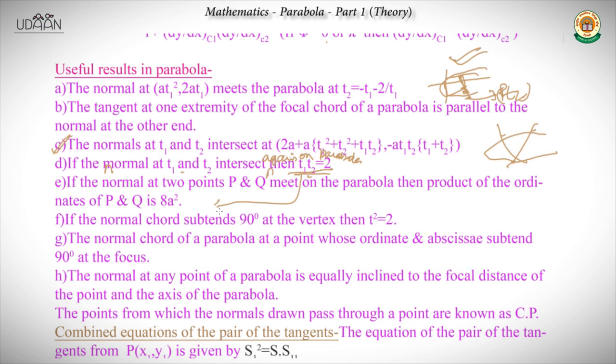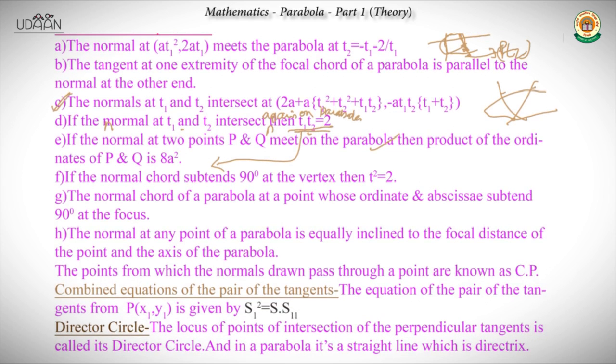And from this condition, we'll derive another condition: if the normals at two points P and Q meet on the parabola, the product of the ordinates of P and Q is 8a square. Next, if the normal chord subtends 90 degrees at the vertex, like the normal will pass through the parabola and extend to the other side also. This is known as the normal chord, the line between the endpoints. If it subtends 90 degrees at the vertex, then t square equals 2. And the normal chord of a parabola at a point whose ordinate and abscissa subtend 90 degrees at the focus. So this is another point.